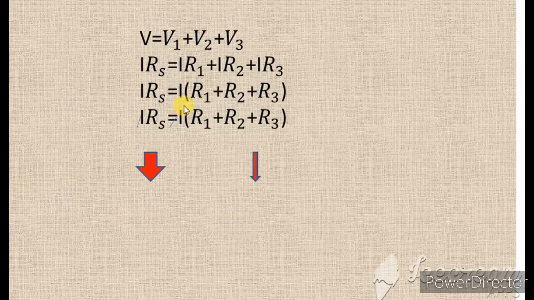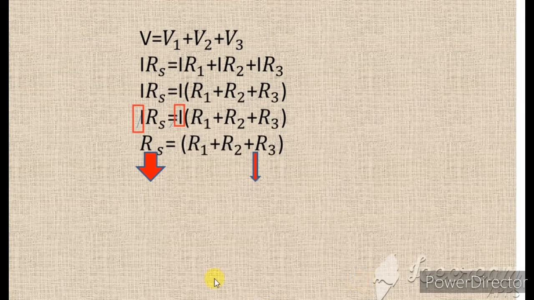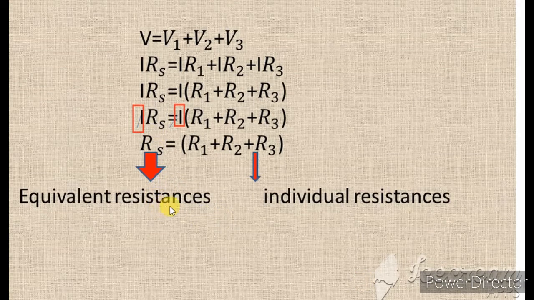Now the next step is that on both sides we are going to cancel the term I. Okay. So here as well as this side we are going to cancel the term I. So if I is cancelled, the remaining is RS, which is equal to R1 plus R2 plus R3. So that is the final equation. Now what is this RS? RS is said to be the equivalent resistance. Okay. And R1, R2 and R3 are said to be the individual resistances.